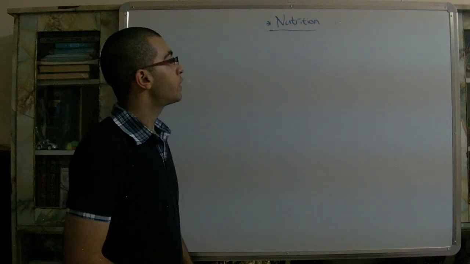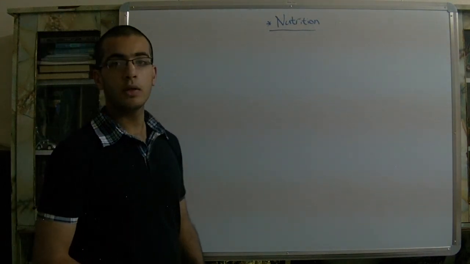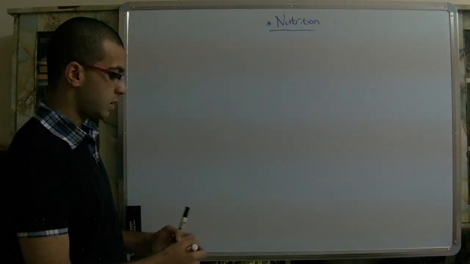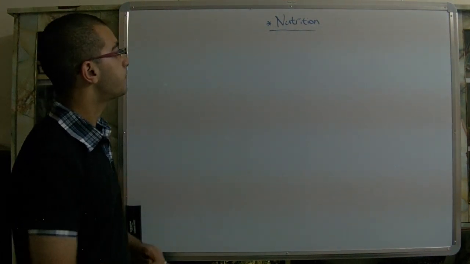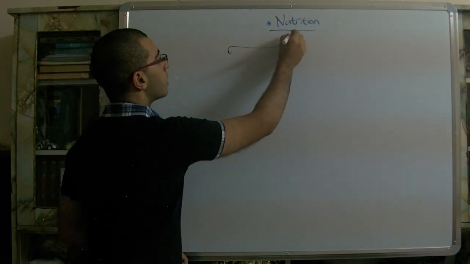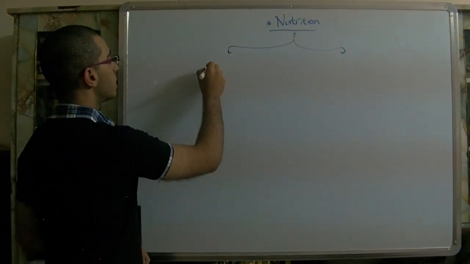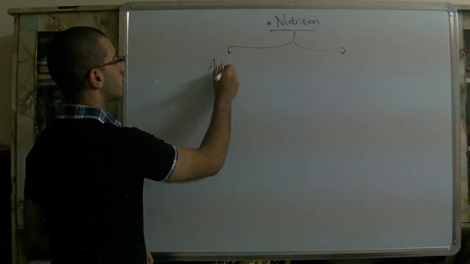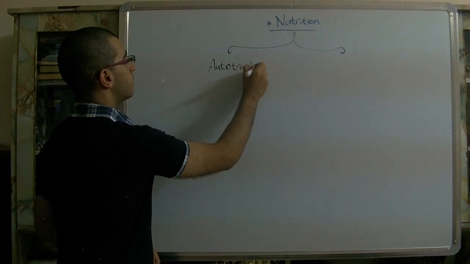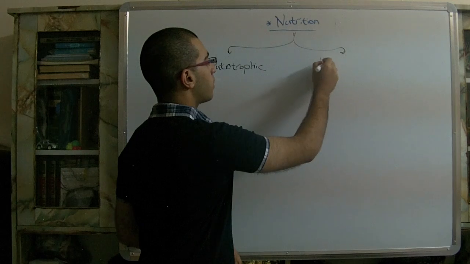Here in the first part of the chapter, we have a classification for the living organisms according to the ways of their nutrition. So, as we will see, we have 2 types of living organisms. The first type is called autotrophic. And the second type is called heterotrophic.